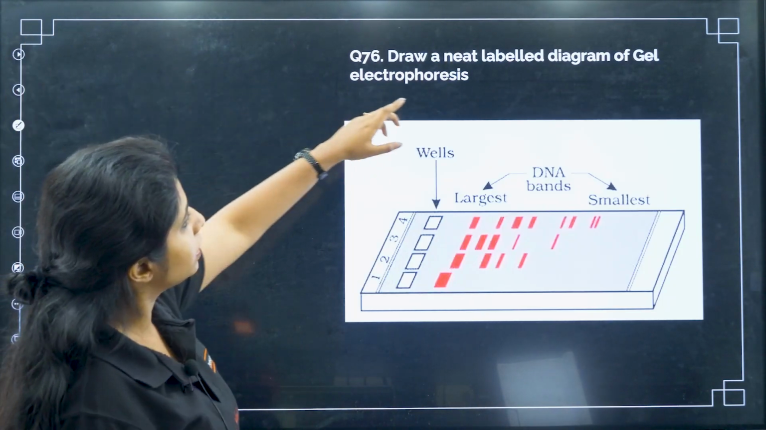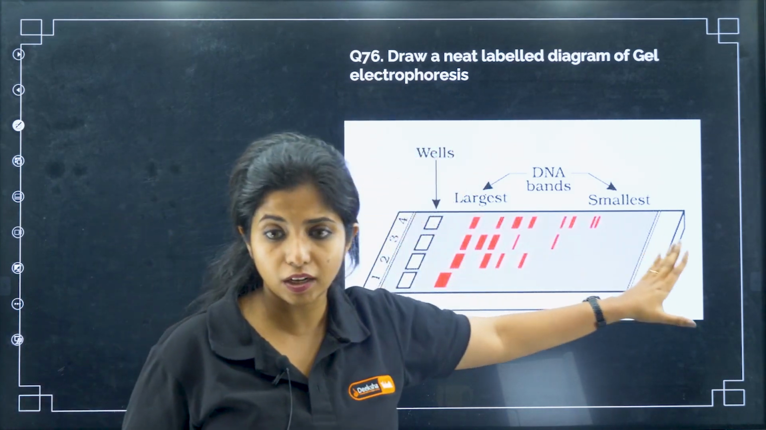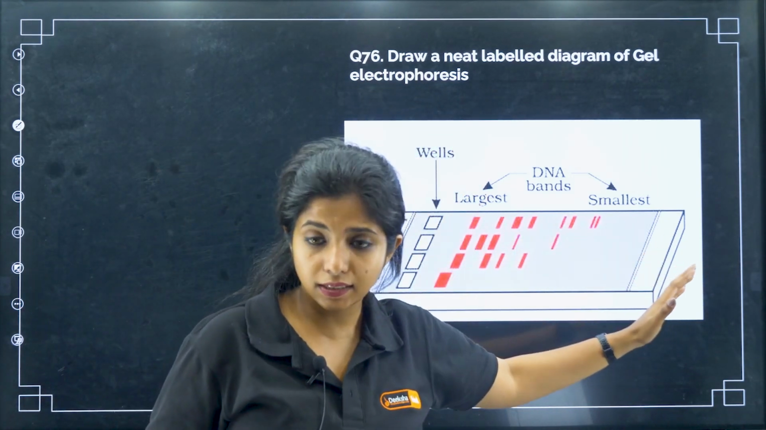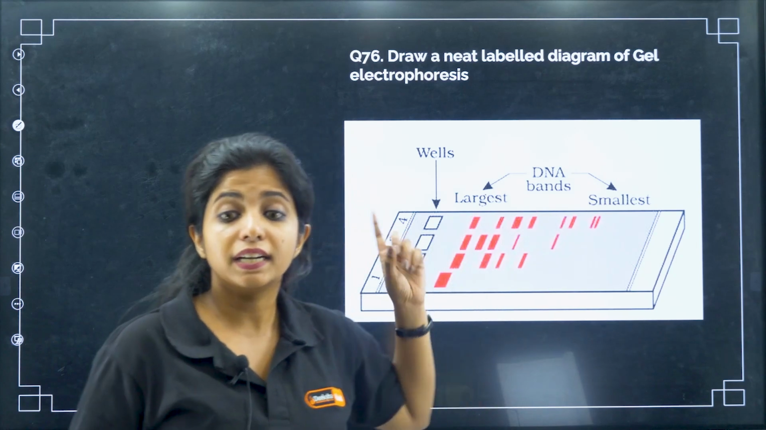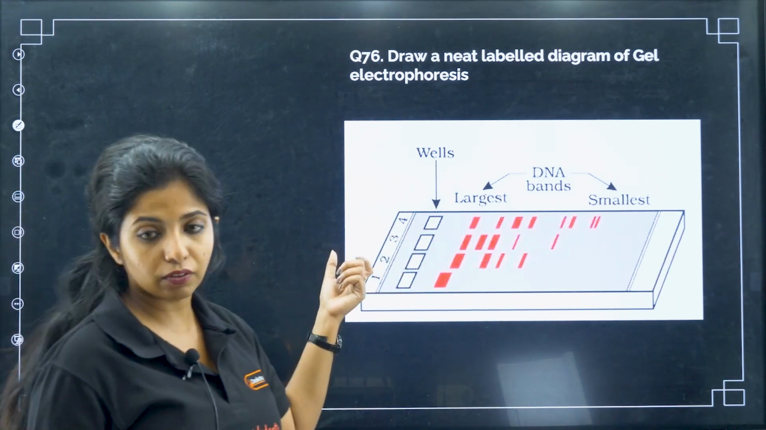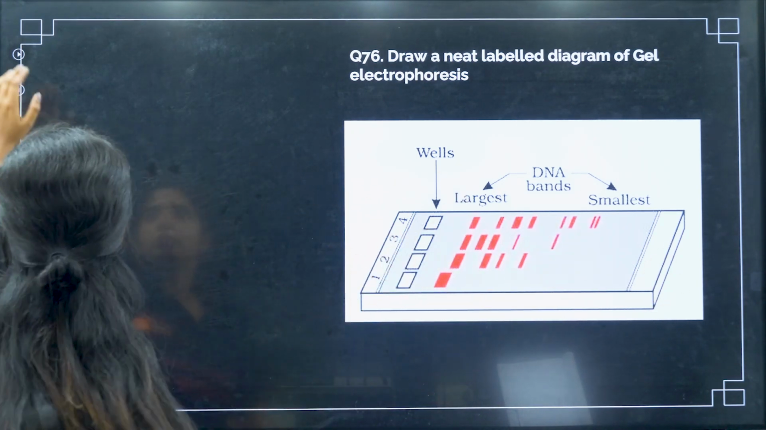Going ahead, draw a neatly labeled diagram of gel electrophoresis. This is the gel electrophoresis chamber. You have wells and things like that. You have cathode over here and anode over here. DNA is negatively charged, my dear children. So it will be moving towards the positive end, that is the anode.